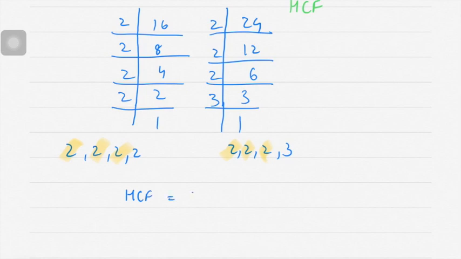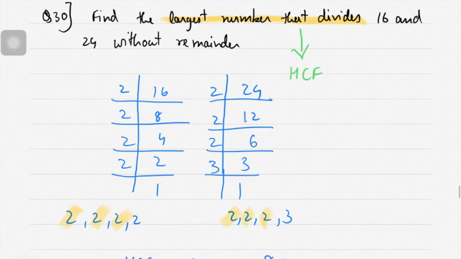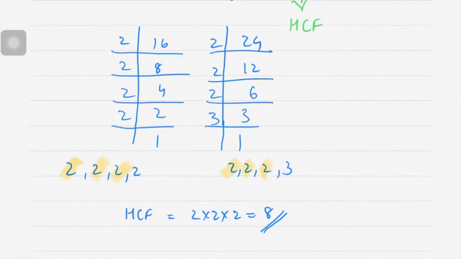So HCF is equal to 2 into 2 into 2, which is 8. So 8 is a factor which divides 16 as well as 24. It is the highest common factor which divides 16 and 24, and that is what is asked. Find the largest number that divides 16 and 24. Largest number that divides means highest common factor, right?